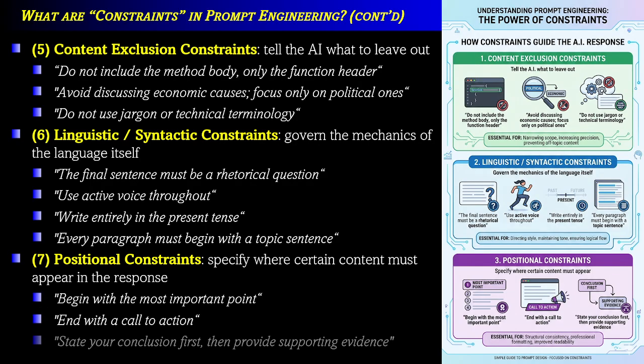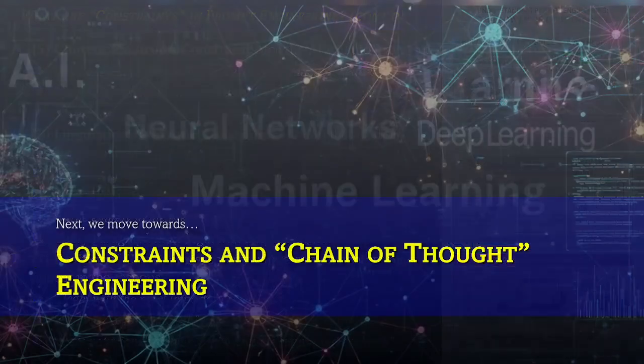The seventh thing we can look at is positional constraints, where we specify where certain content must appear in the response, like begin with the most important point, end with a call to action, or state your conclusion first, then provide the supporting evidence. So now the structure and the position of the output is constrained or specified.